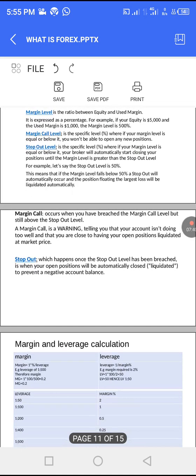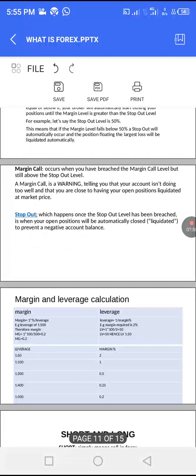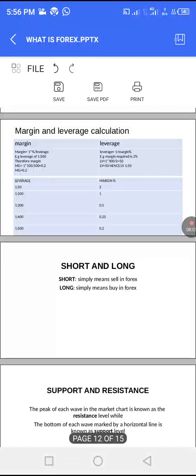Margin call occurs when you have breached the margin call level but are still above the stop out level. The stop out, which happens once the stop out level has been breached, is when your open positions will be automatically closed or liquidated to prevent a negative balance.